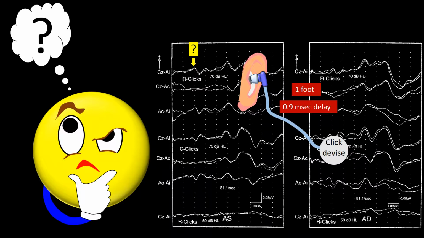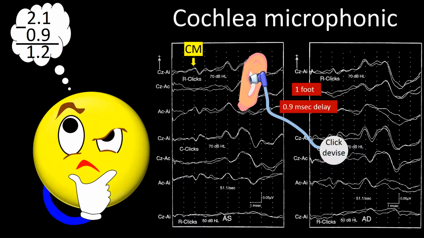This changes our initial calculation as to the onset of the first positive wave, which is not 2.1 milliseconds after the stimulus, as we initially considered. But it is exactly 1.2 milliseconds after the stimulus. Such a change raises the possibility that this first positive wave represents cochlear microphonics.